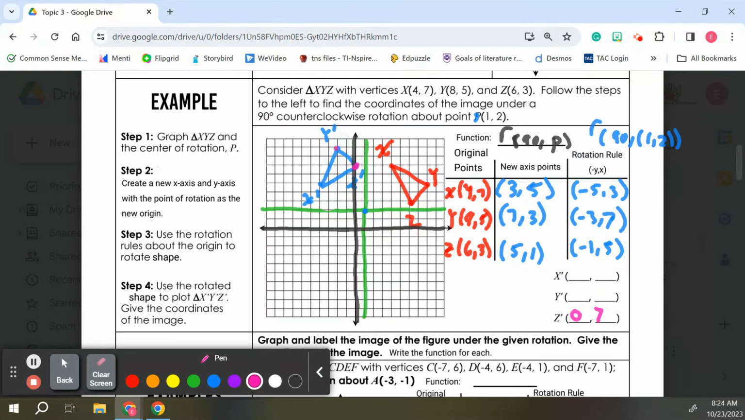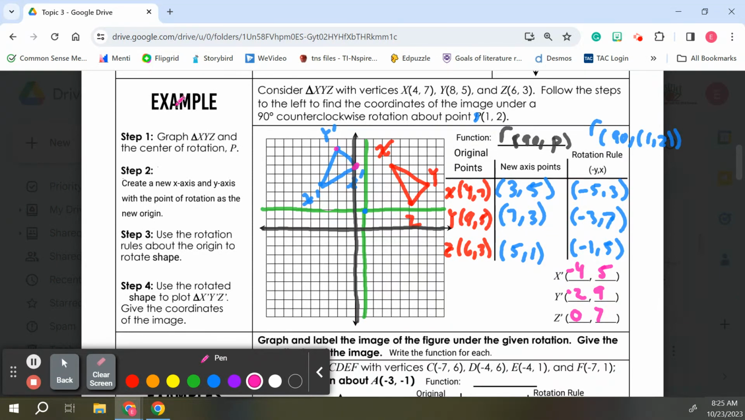Here's Y. Again, I have 1, 2, so I'm negative 2. And then going up 1, 2, 3, 4, 5, 6, 7, 8. There's 9. And then X, 1, 2, 3, 4. So negative 4. And then going up 1, 2, 3, looks like 5. So then these would be the actual points.